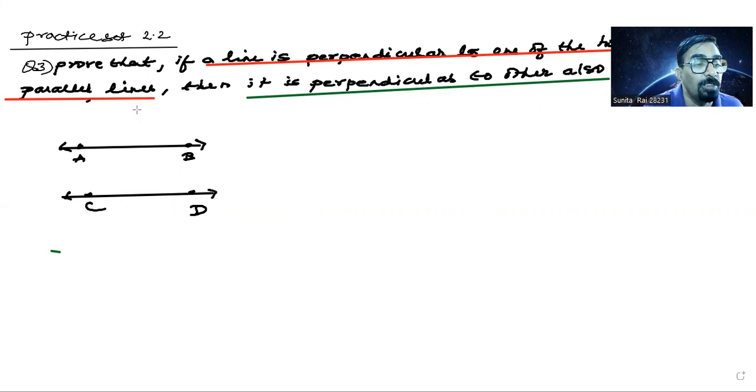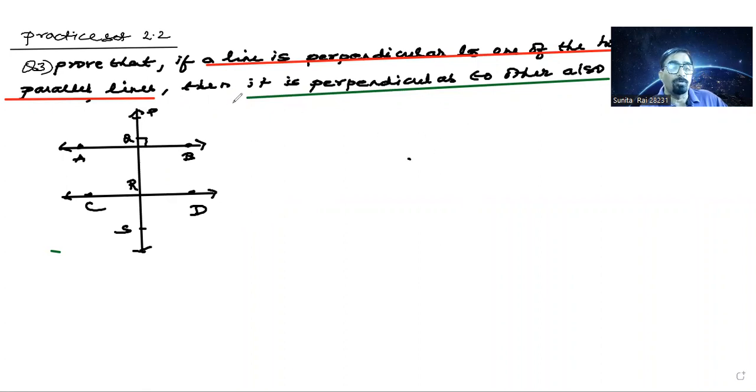Observe, a line is perpendicular to one of the two parallels. This is the line, it goes on extending. Suppose this is P, Q, R, S. I call this line PS. Line PS intersects AB and CD at points Q and R. This line is perpendicular to one of the parallels, making an angle of 90 degrees. You have to prove it is perpendicular to the other. So I can write the given now. So simple, children. Line AB parallel to line CD.